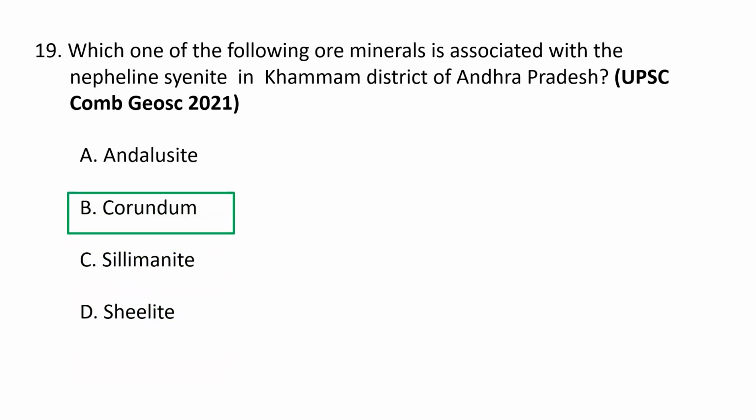So corundum's composition is Al2O3, and this is associated with the nepheline syenite in Khammam of Andhra Pradesh. So generally the corundum occurs in nepheline syenites. These are the country rocks for the corundum. Nepheline syenite is the country rock for the corundum.